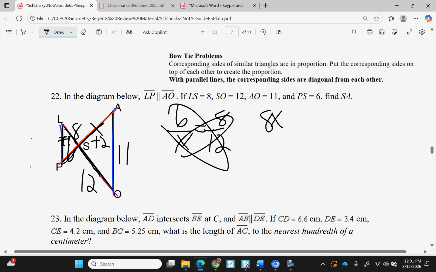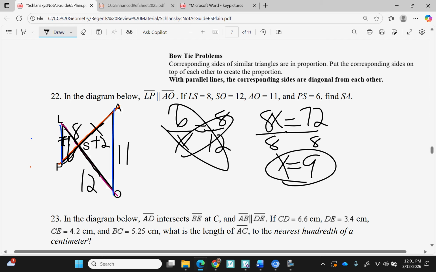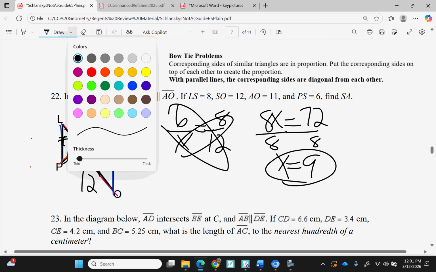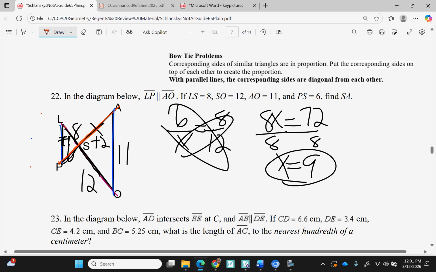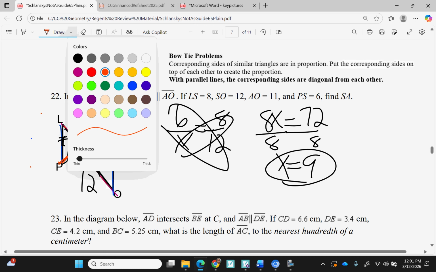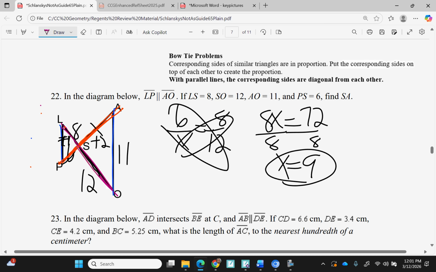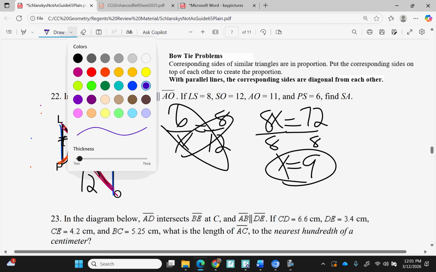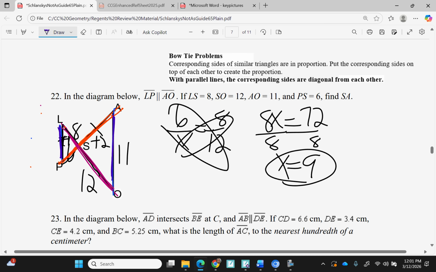8 times x is 8x. 6 times 12 is 72. And I finish it off, and x equals 9. For bow tie problems, the corresponding sides are on the same diagonal. Those two correspond. Those two correspond. These correspond. And again, if this is triangle 1 and this is triangle 2, if triangle 1's on top for this one, triangle 1 must also be on top for that one.